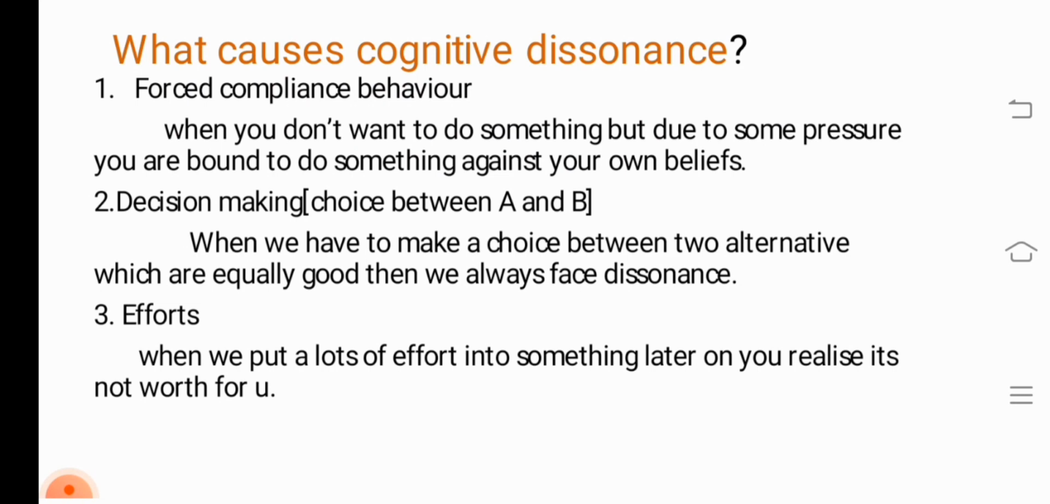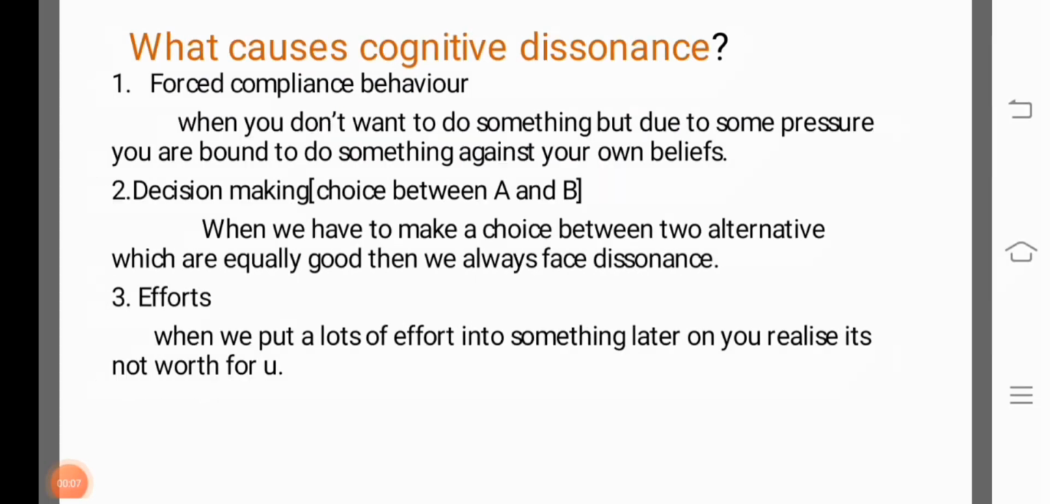Similarly, another cause of cognitive dissonance is decision making, a choice between A and B. When we have to make a choice between two alternatives which are equally good, then we always face cognitive dissonance. Now, let's take one example. This will make it more clear.